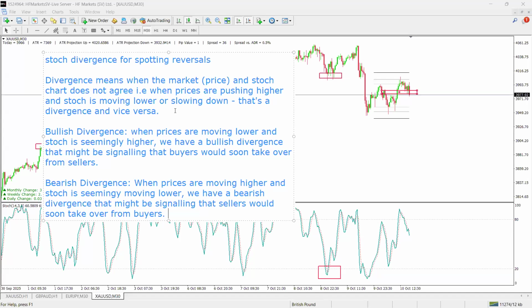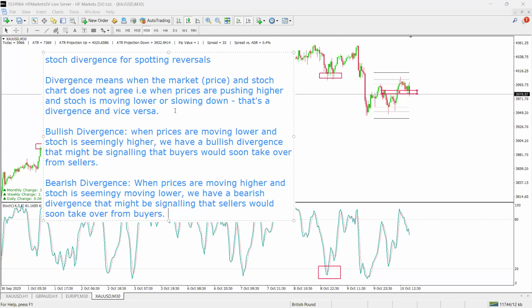Or if markets are consistently moving higher, and instead of stock also showing you up, stock is now showing you a movement lower, going into oversold region, which means there's already a disconnection somewhere. When that happens, it is known as a bearish divergence, which could be a sign that the market could potentially be turning lower soon, and that sellers might be taking over from buyers, as the case may be.